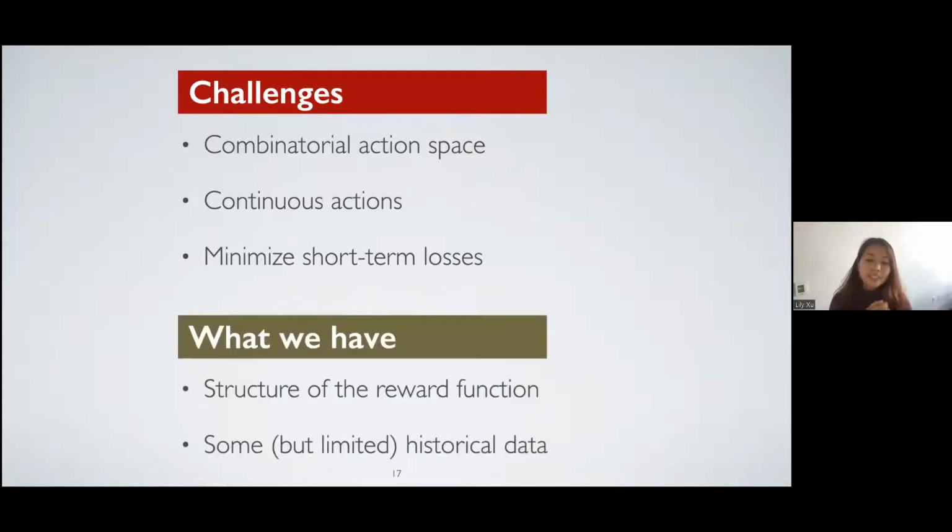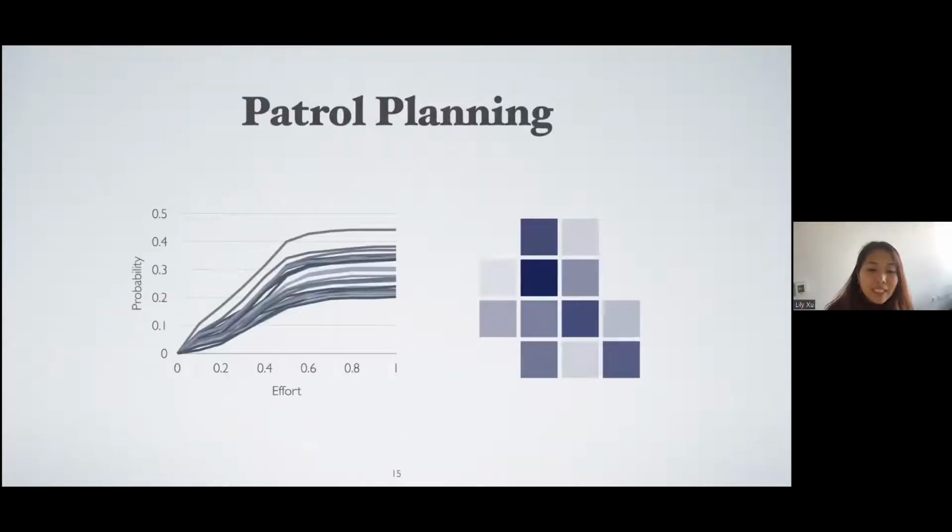In order to do that, we are able to leverage structure in the reward function, which I'll talk about. And we also have some limited historical data with which to warm start our algorithm. So with the reward function, what I'll mention here is we had seen these probabilities of finding a snare as a function of our effort. And then we can make a few observations about the structure of the reward function, which is our probability of finding poaching. So one is that this function is monotonically increasing.